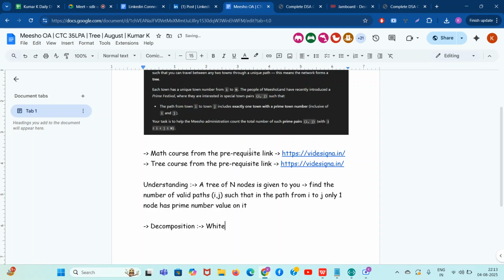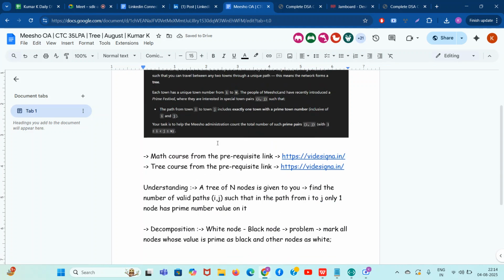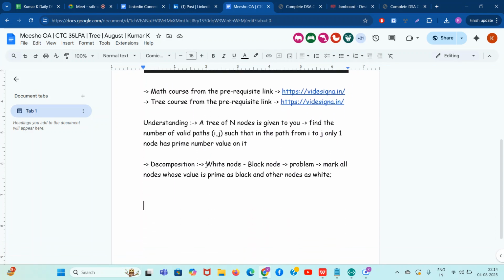So you can convert this problem to a white node black node problem, right? White node black node problem. So this decomposition is very important. Mark all nodes whose value is prime as black and other nodes as white. Guys, who agrees with my decomposition here? We do not need to do so much fuss. Convert it to a simple tree where each node is just white or black. Black means it is a prime number. If it is not black, then it's not a prime number.